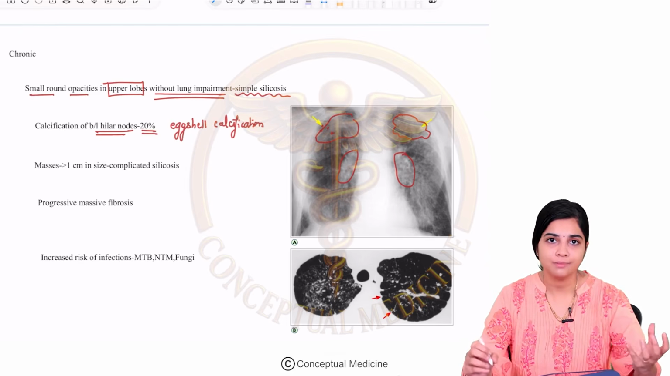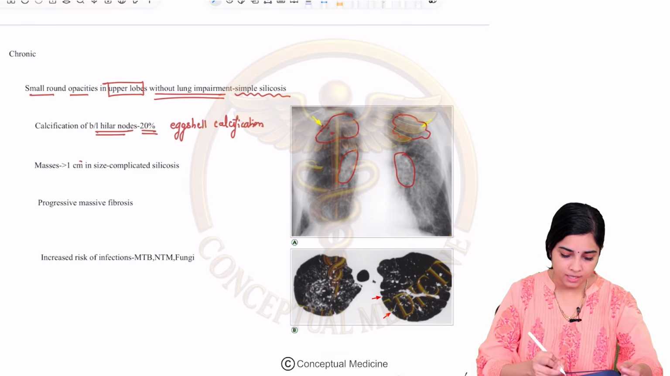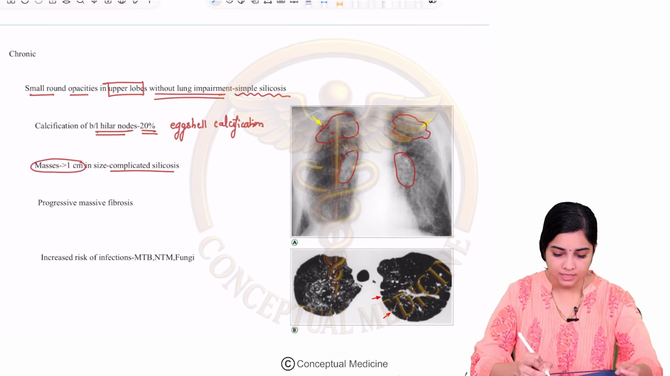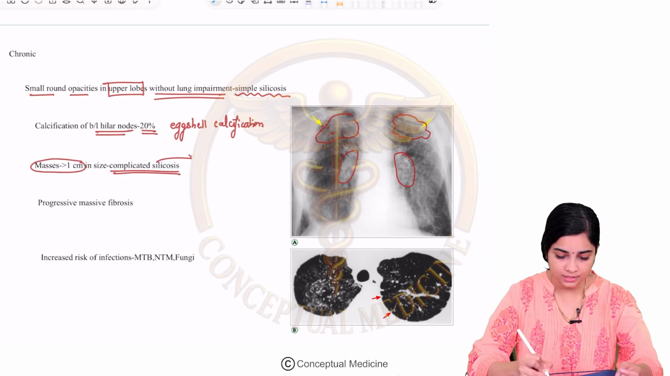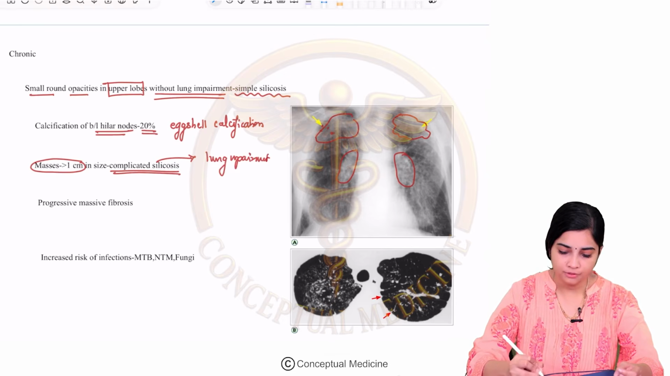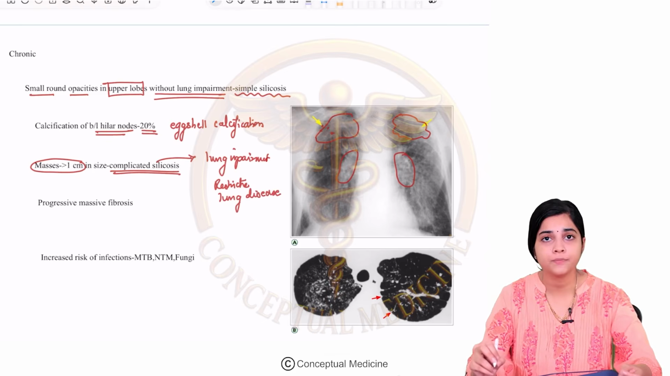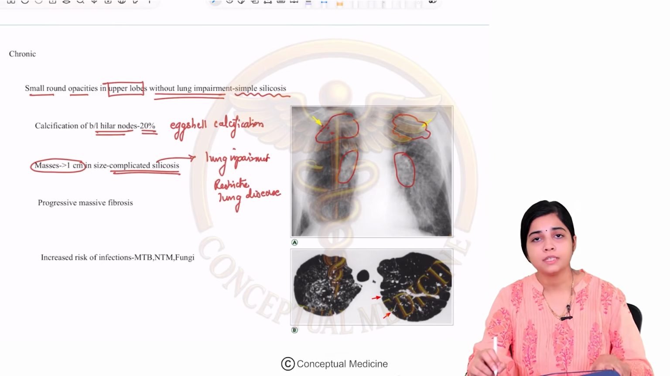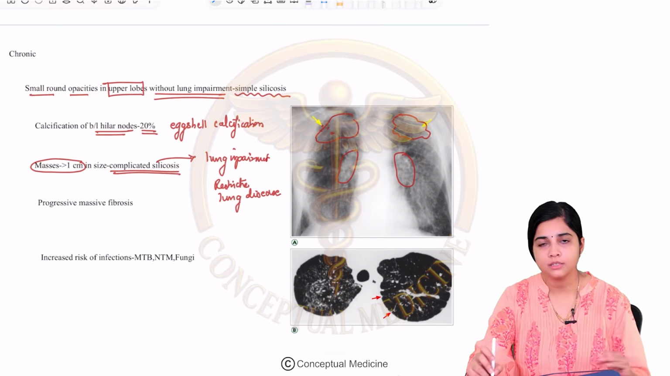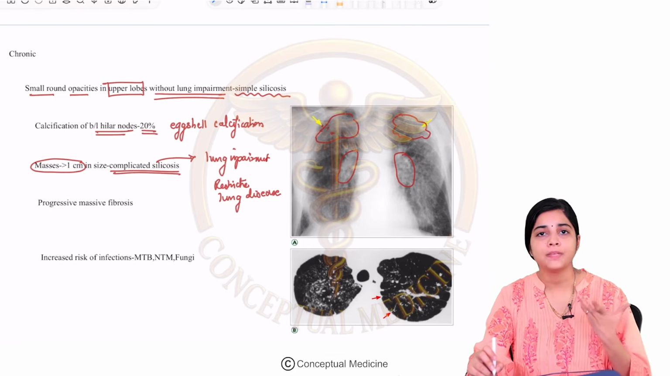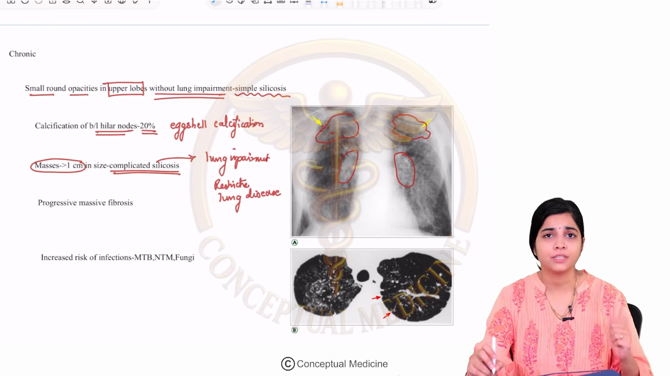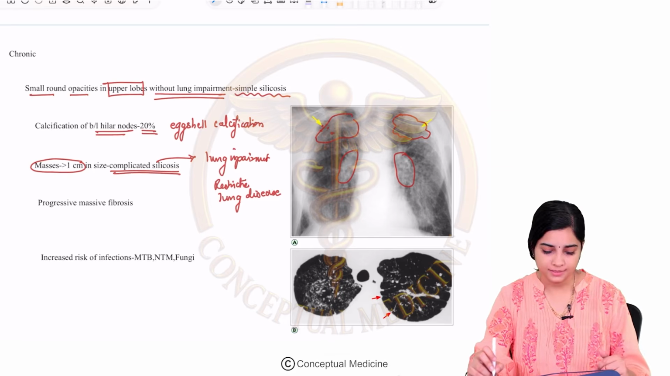Now, over the course of time, these nodules can conglomerate and result in masses larger than 1 centimeter in size, resulting in complicated silicosis, and here you do have lung impairment. You can have development of a restrictive lung disease. Initially you have small opacities in the form of nodules. This is simple silicosis. As it progresses, they conglomerate to form huge masses more than 1 centimeter in size with lung impairment, and it is called complicated silicosis.